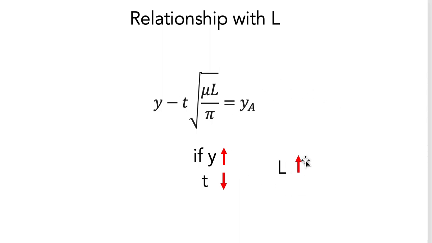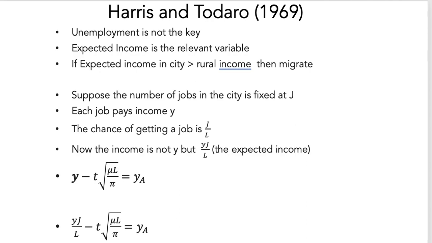Now let's talk about the model by Harris and Todaro in 1969. They explain the persistence of migration even when there's unemployment in the city. Basically what they said is that unemployment is not the key. Even if the people earn zero income, they keep coming. How come? Well, because the expected income is the relevant variable. It's not the actual income, but the expected income.